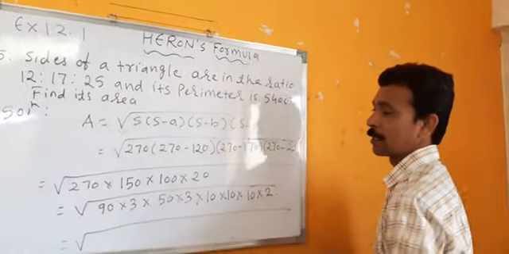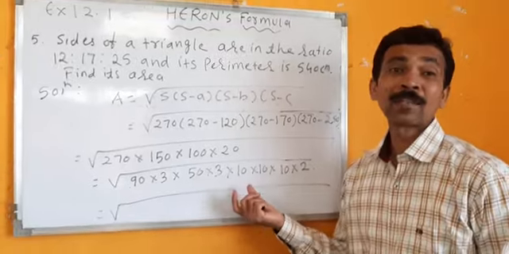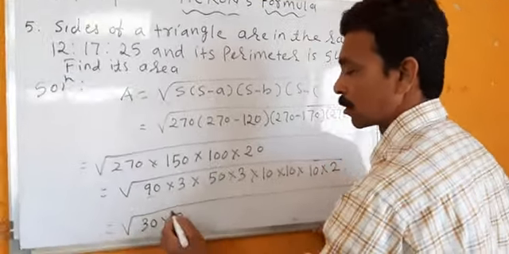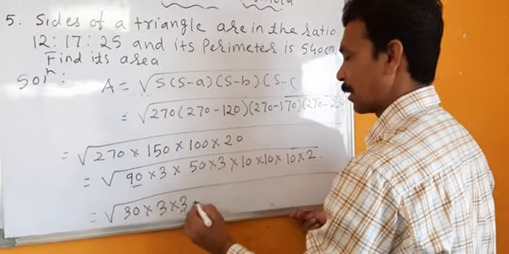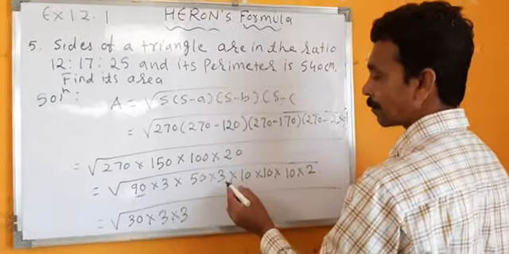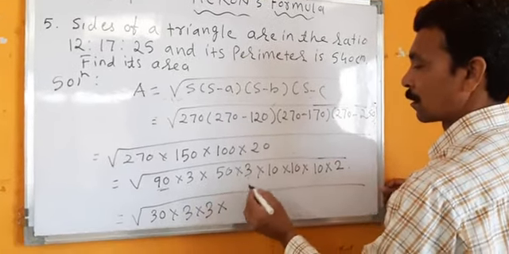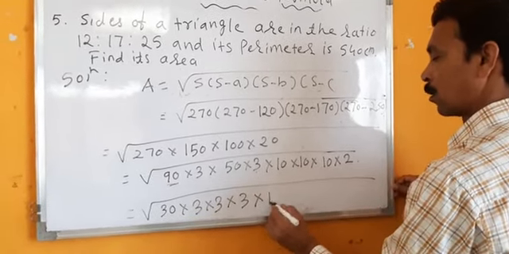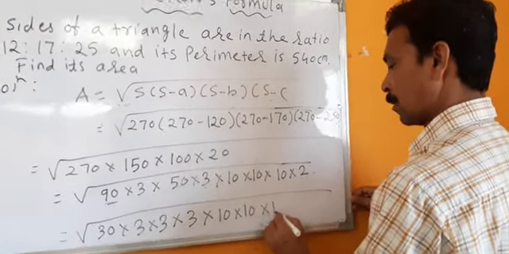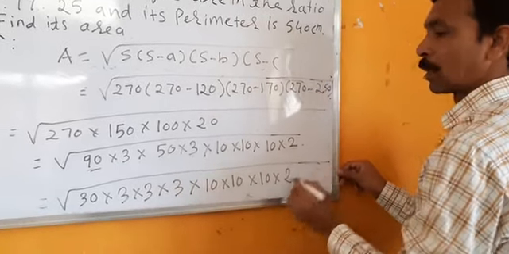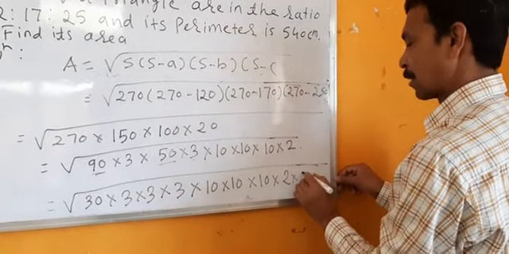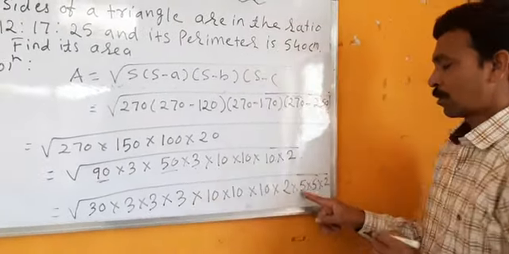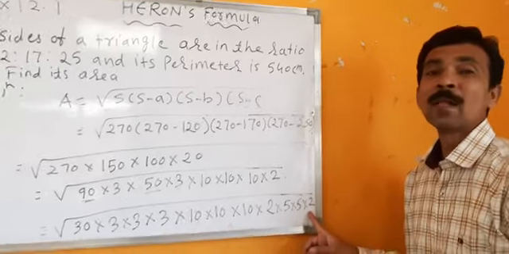Again we have to write. See factors, you have to be very careful while finding the factors. Again 90 can be written as 30 into 3. And then this 3 will come here, then this 3 will come here. Then into 10 into 10 into 10 into 2 into 50 is left. 50 is 5 into 5 into 2.